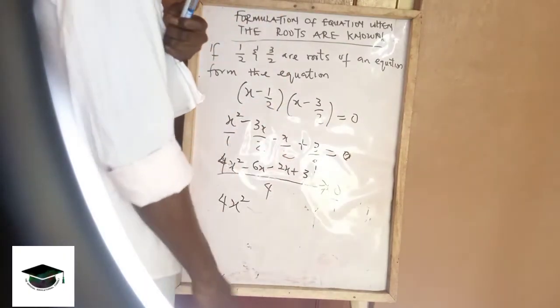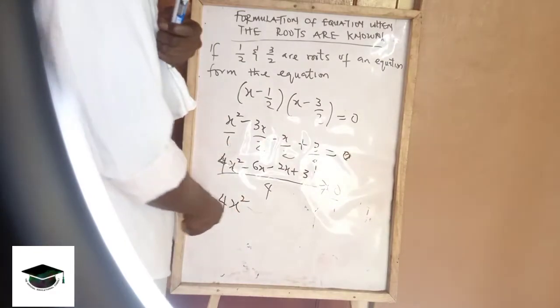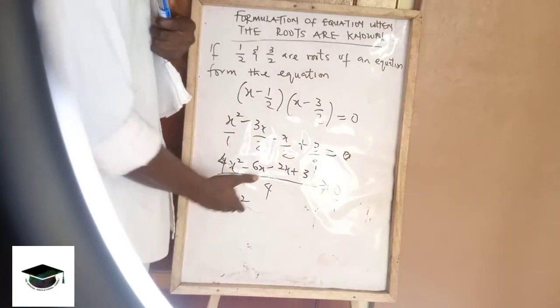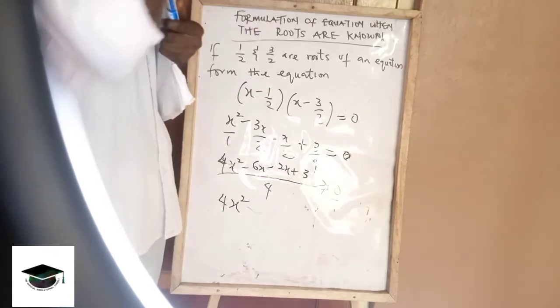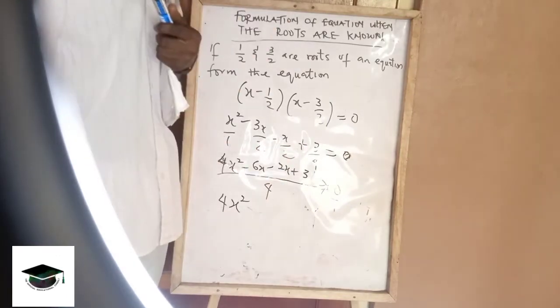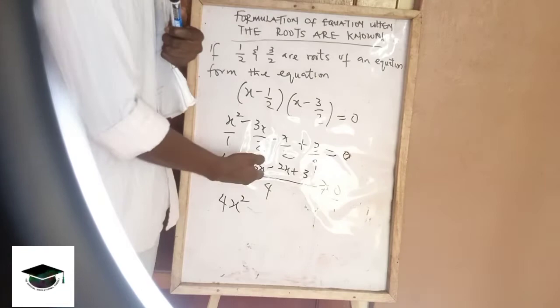Now to simplify it, we have two terms here that both have x. Yeah, they look the same. So we can actually combine them. That's going to be what? Minus 6x minus 2x.